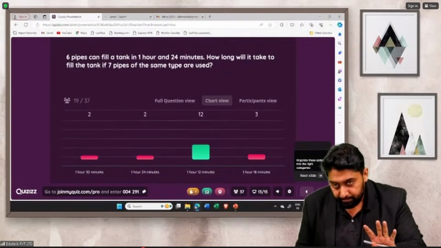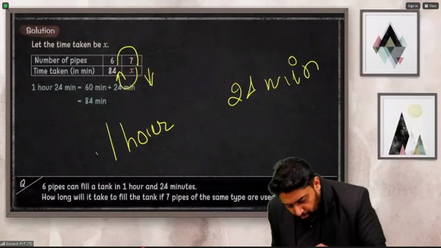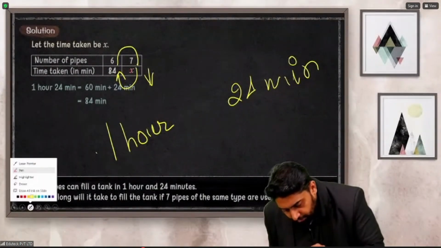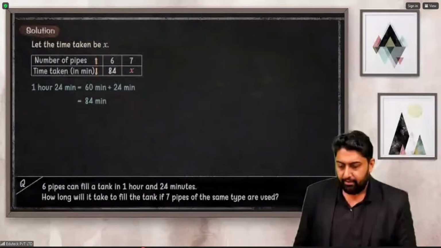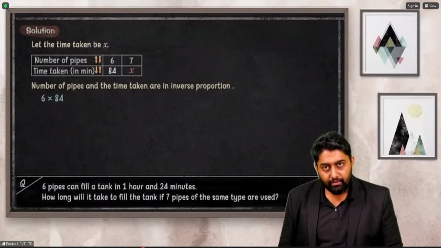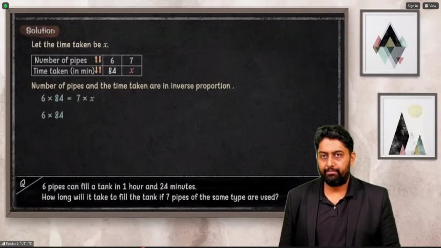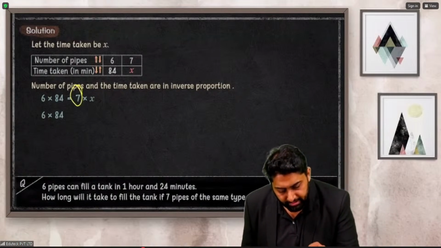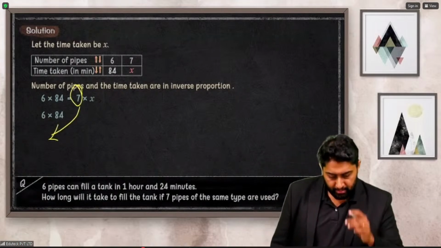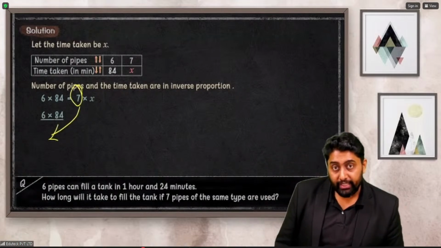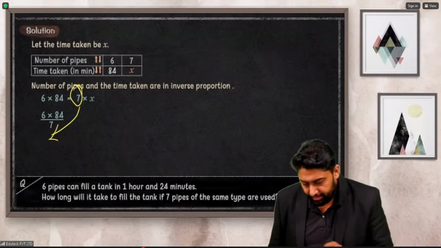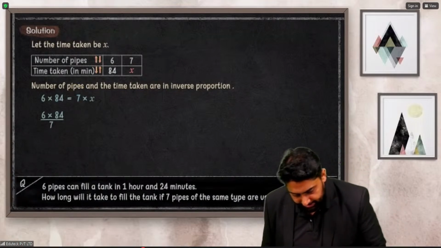If you just solve this portion properly, how do you do that? Simple. First value into the second value, first value into the second value. So we'll just put in the 7 over here at the bottom. 6 into 84 by 7 will give you the value of x.